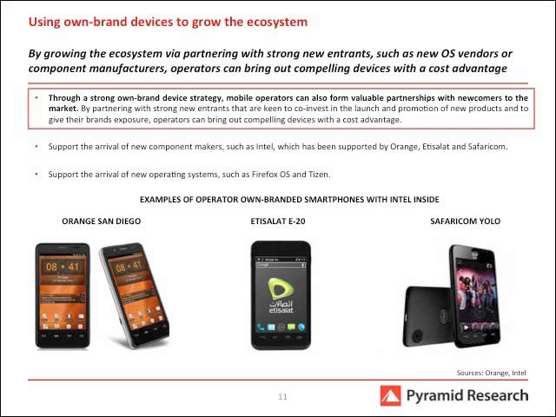Some of the examples here: you can see the support of Orange, Etisalat, and Safaricom for Intel in the mobile space. We showed some of the devices here: Orange San Diego, Etisalat E20, Safaricom YOLO. Another example, probably the most popular one, is Orange Santa Clara, which is the first device ever developed using Intel processors. And Orange indeed used its partnership with Intel to reinforce its commercial and value chain position.